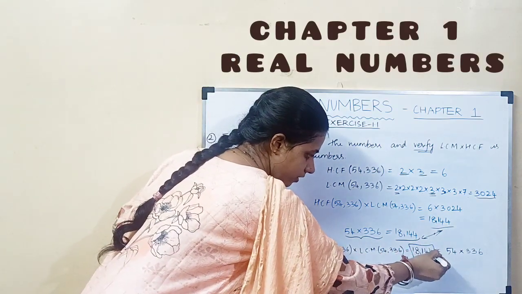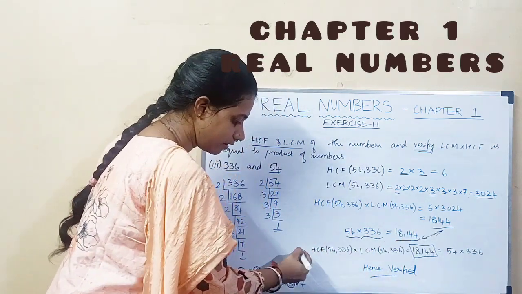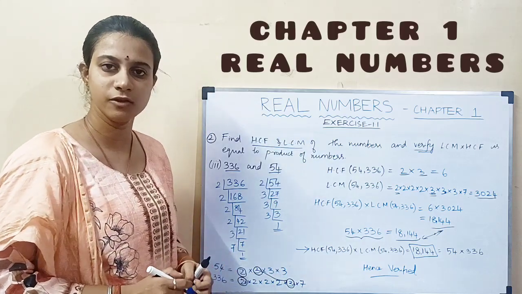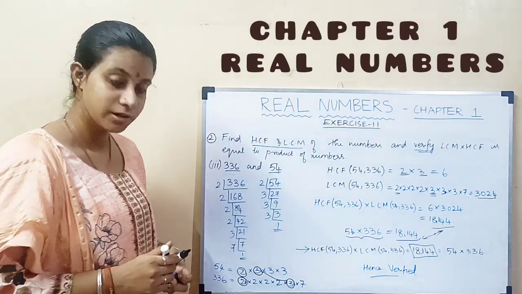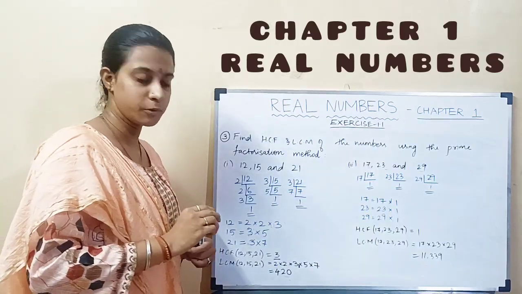That is 18,144, which we give here in this step in the proper format. Thus, we verify the given and required condition. Now, here the second question gets end, and now let us solve the third question.